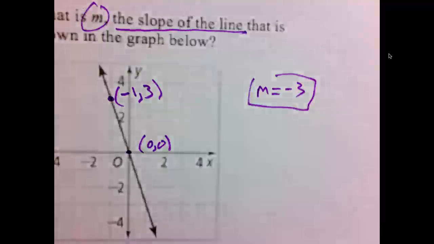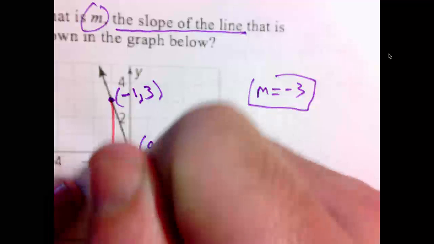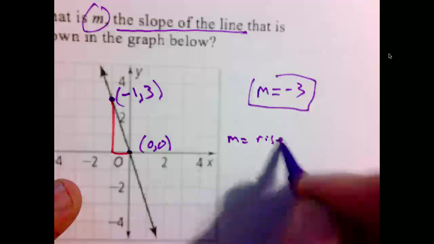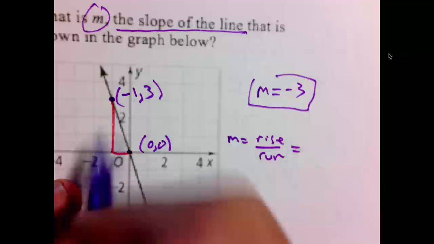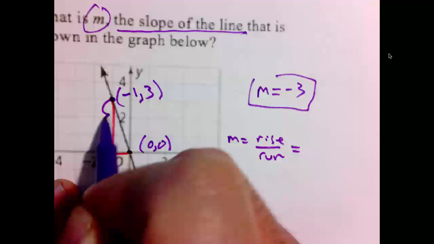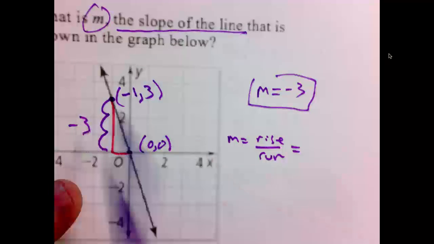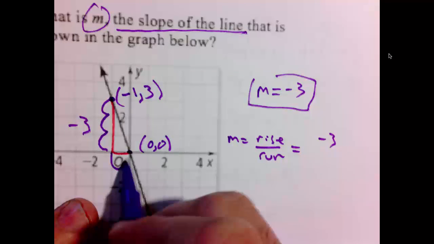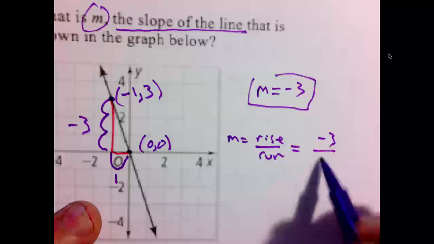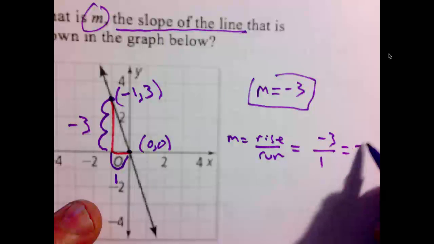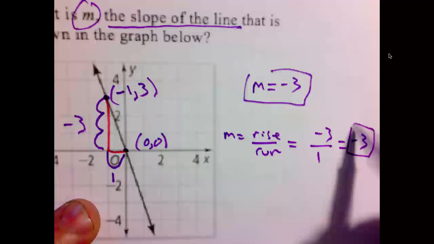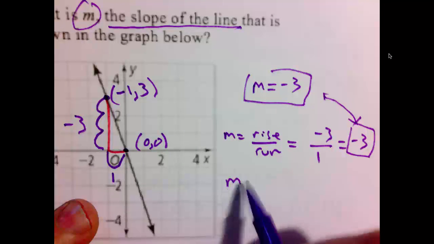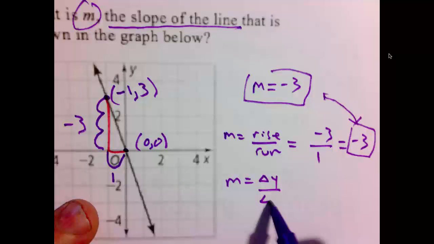Right, another way we can find it, rise over run. Draw yourself a right triangle between the two. Slope is rise over run. Okay, in this case, 1, 2, 3, -3, that is my rise. Run to the right, 1. Well, -3 divided by 1 is still -3. Same as that one. Also, we say slope is change in y divided by change in x.